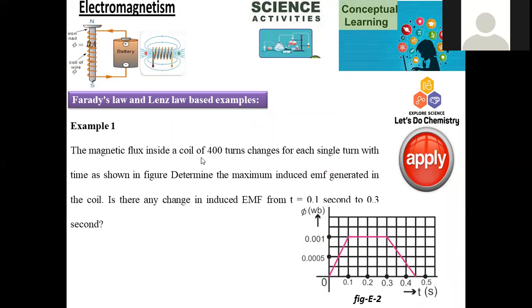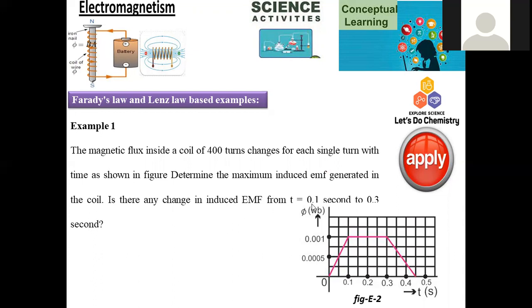Example: the magnetic flux inside the coil is 400 turns. So here flux is measured in turns, right? The magnetic flux inside the coil of 400 turns changes in each single turn with time as shown in the figure. Here this is the figure which depicts the flux change in the given time. So determine the maximum induced electromotive force generated in the coil.